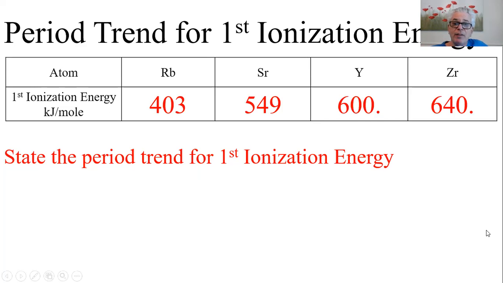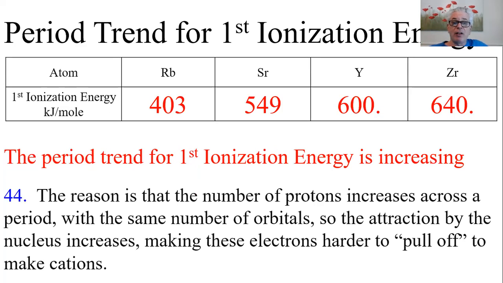The numbers come right off of Table S, and it's obvious that when you go across the period, these numbers are increasing. If you look at any period, I happen to pick this one, but any period, the numbers will increase. And how do you say that? You say it like this. The period trend for first ionization energy is increasing. Which direction? This period. What trend? First ionization energy. And what are the numbers doing? They're getting bigger.